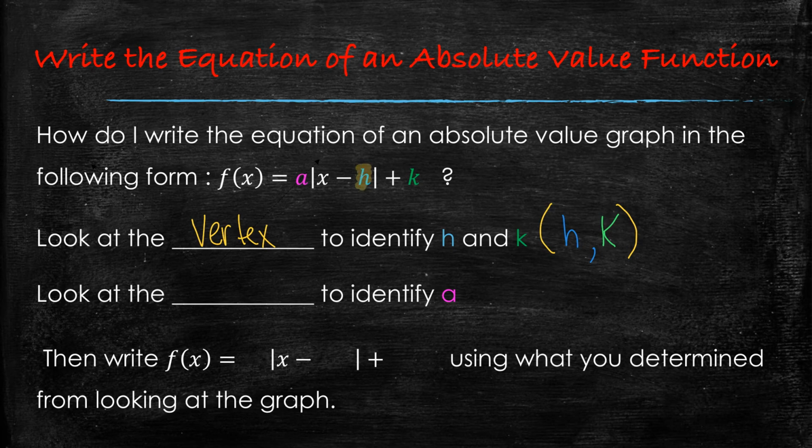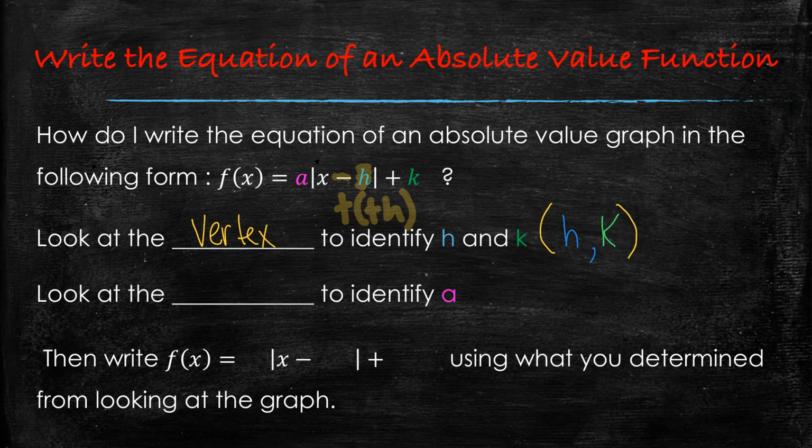So if h is positive, then you're going to have a negative, so minus h. But if h is negative, then you're going to have a negative h, which becomes a positive. And so just remember that the h is always going to go into the equation as the opposite.